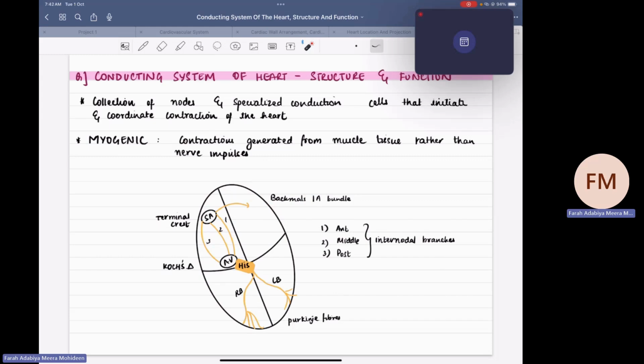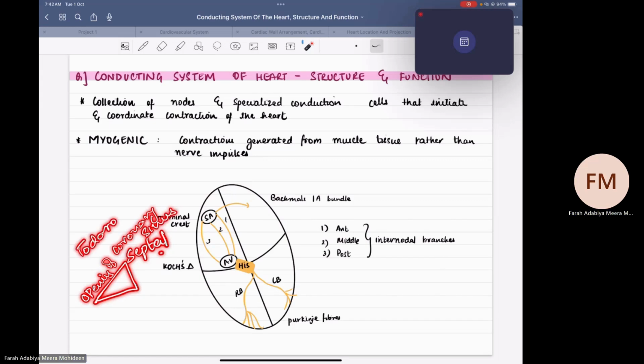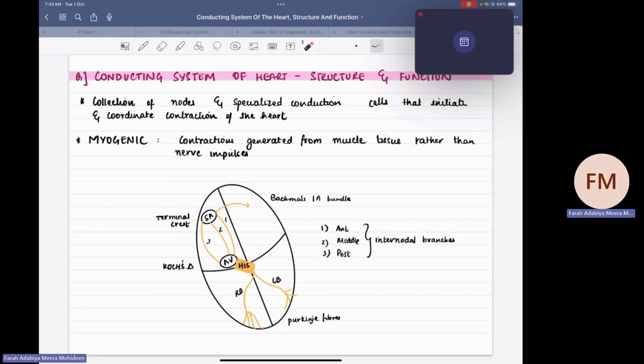Now the next is your AV node. Your AV node is present in your Koch's triangle. It's important to learn the borders of your Koch's triangle. You have the septal cusp of your tricuspid valve, the opening of your coronary sinus, and you also have the tendon of Todaro. Todaro's tendon is where your superior vena cava and your inferior vena cava open.